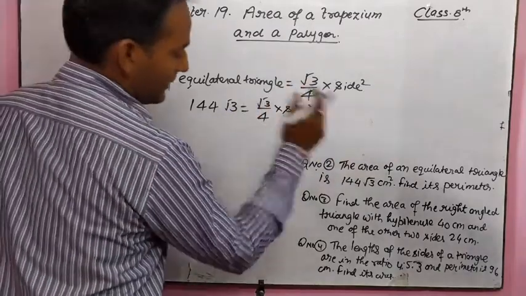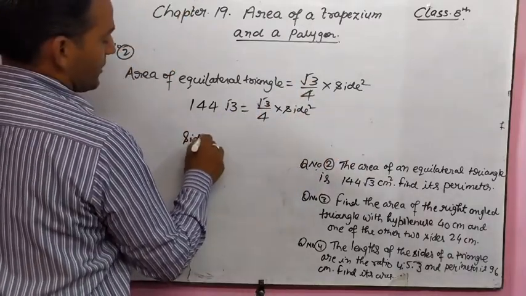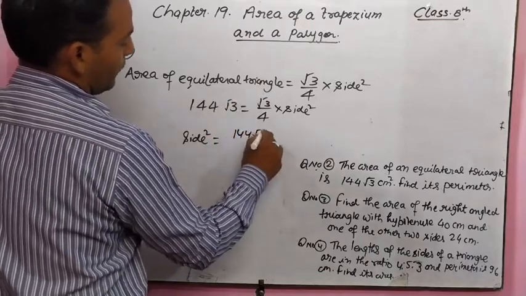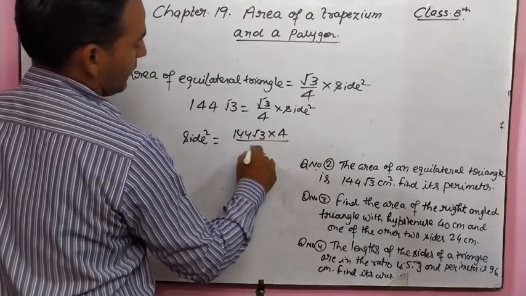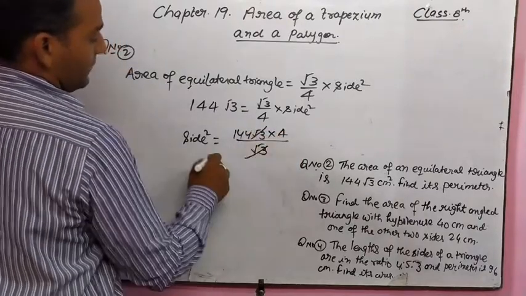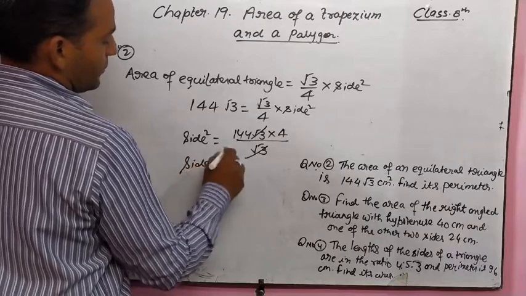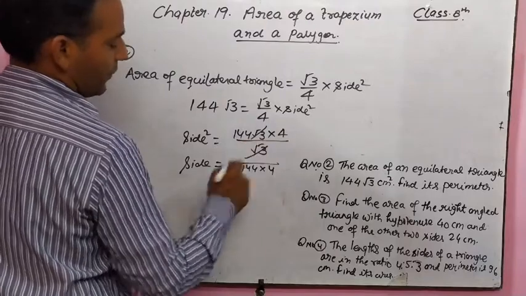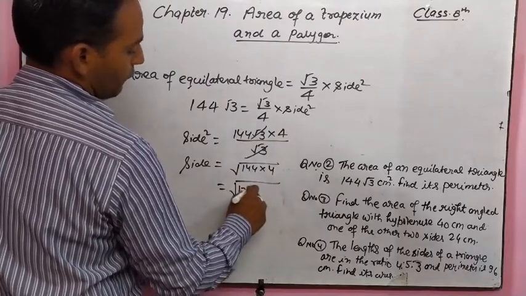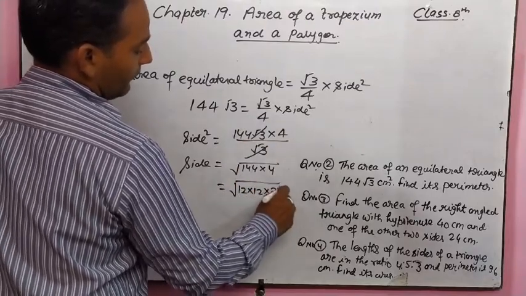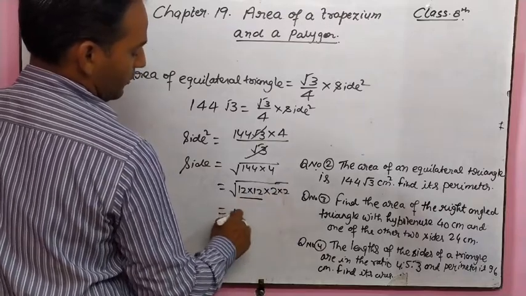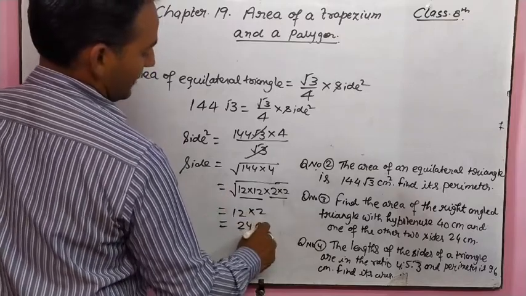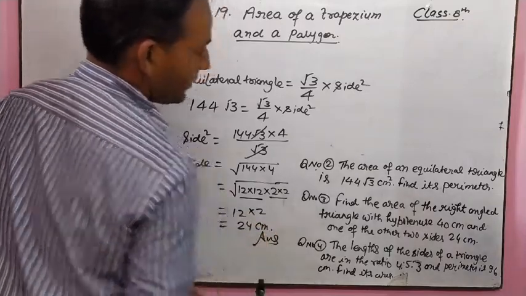So we have to find the side. So side square we can write. Side square is equal to 4 will come this side, root 3 will come downward. 144 root 3 into 4 upon root 3. Root 3 cancel. So only side we have to get. So we'll get side equal to under root 144 into 4. As we all know, 144 is the square of 12 and 4 we can write 2 into 2. So 12 will come out and 2 will come out. So 12 2s are 24 centimeter will be the side of the triangle.